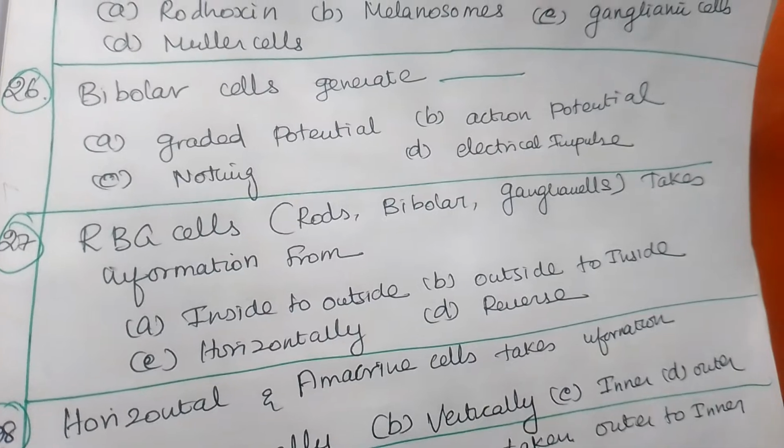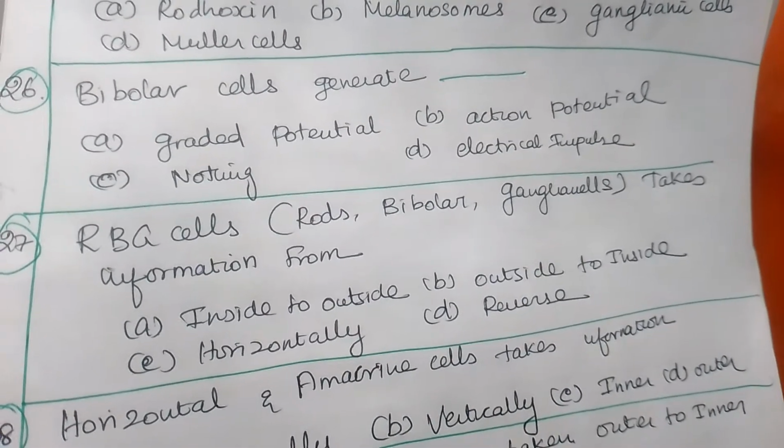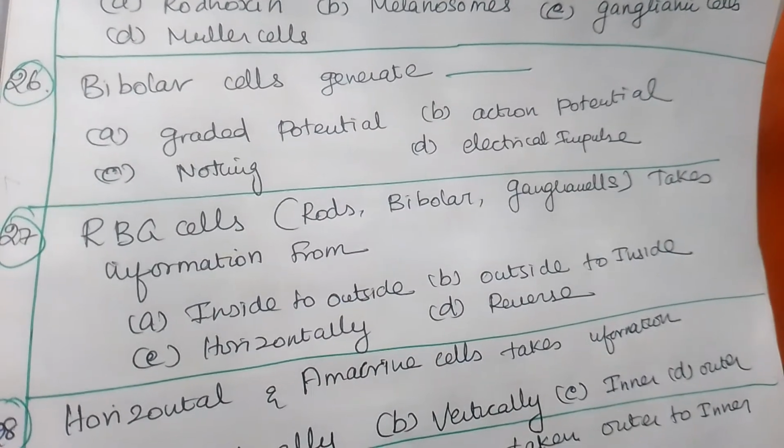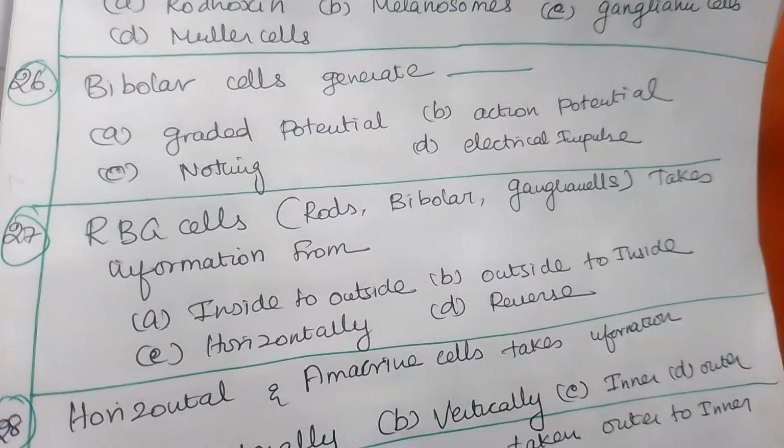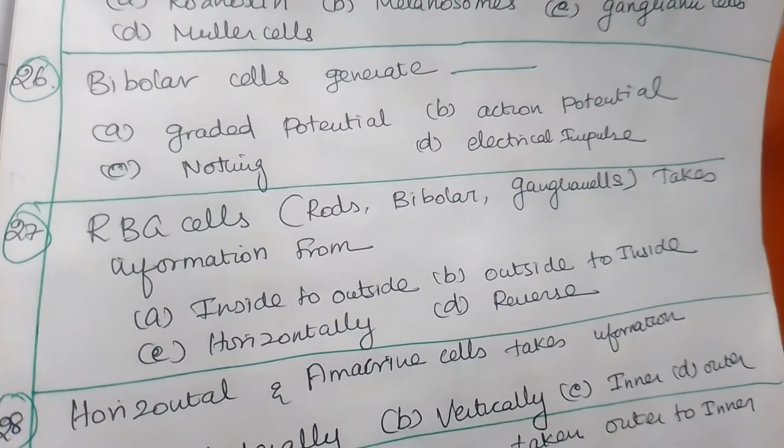So rods and cones are present in the outer layer next to the pigmented layer. So the pigmented layer and rods and cones are present towards the outside, not the inside. Inside, all the ganglionic cells and other cells are present.